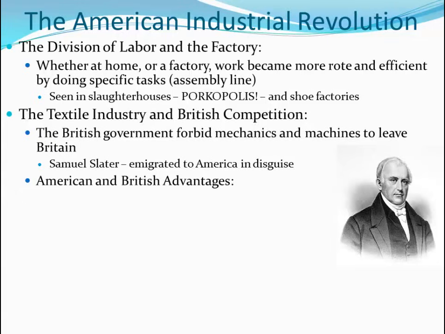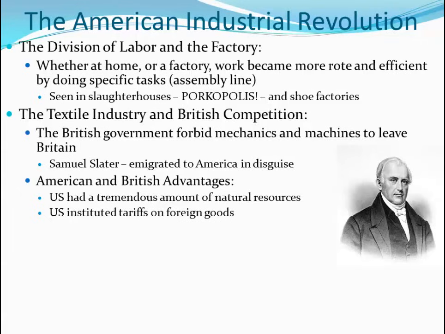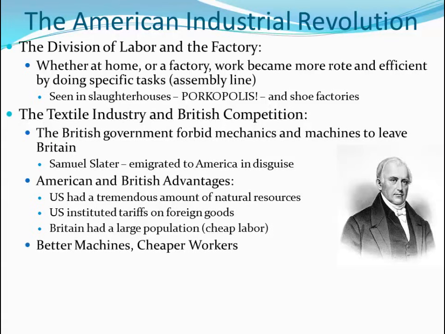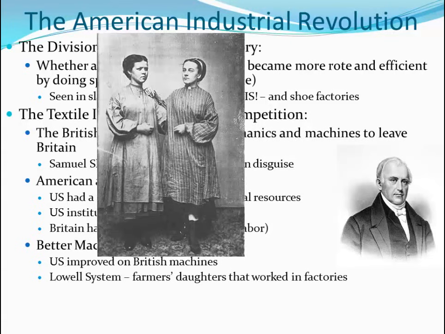Now let's talk about American and British advantages in the textile industry. The U.S. had a tremendous amount of natural resources, way more than Britain had, and the U.S. also instituted tariffs on foreign goods. This was part of Henry Clay's American System, and we see tariffs in 1816, 1824, 1828, 1832, and 1833. This was a way to promote American business over foreign competition. Britain, however, had a larger population, and a lot of people willing to work for very little money. The U.S. improved on many machines that were from Britain, and we have the Lowell system.